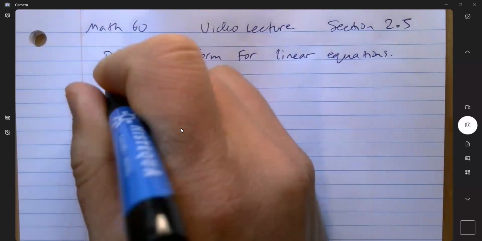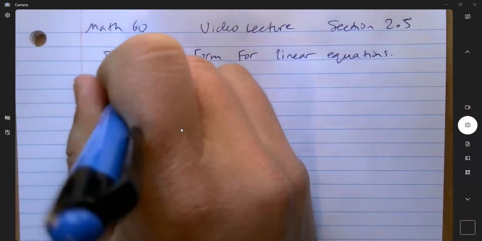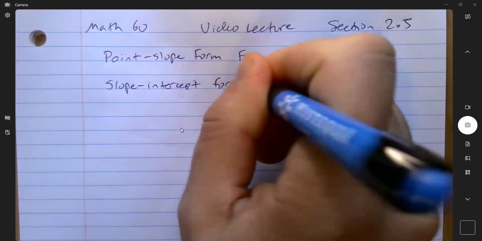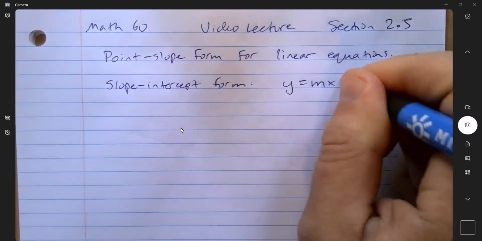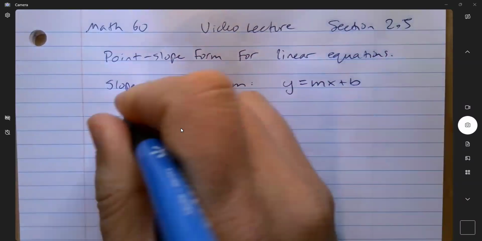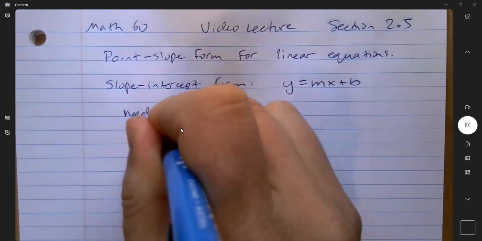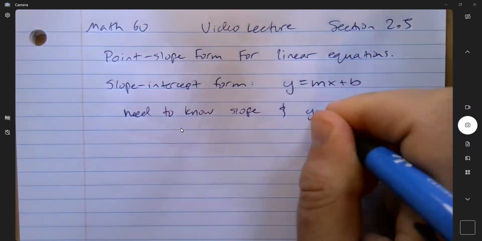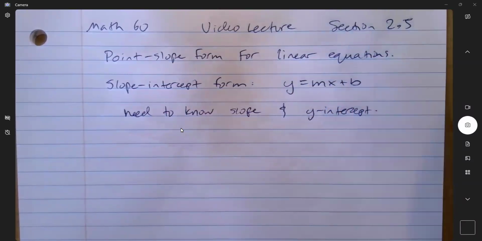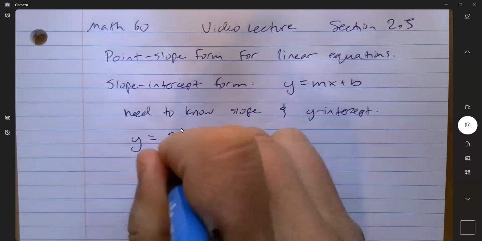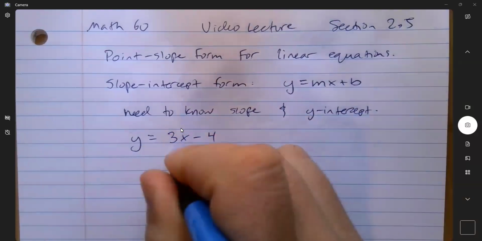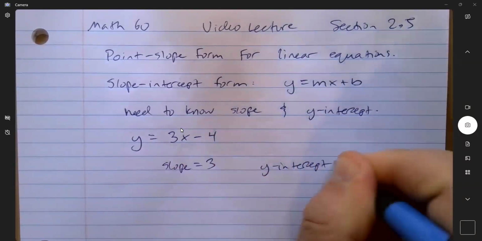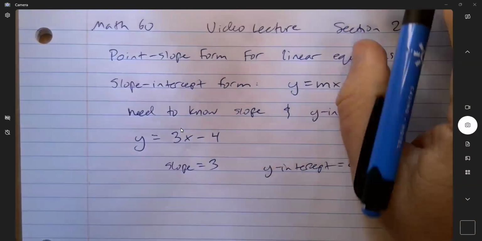So we've been talking mostly about, and it still makes sense to mostly use, slope-intercept form. The general one of that is y equals mx plus b. And in order to have the slope-intercept form, you need to know the slope and a very specific point, you need to know the y-intercept. So if I tell you I have y equals 3x minus 4, you know the slope is 3 and the y-intercept is negative 4, and that would allow us to graph it.